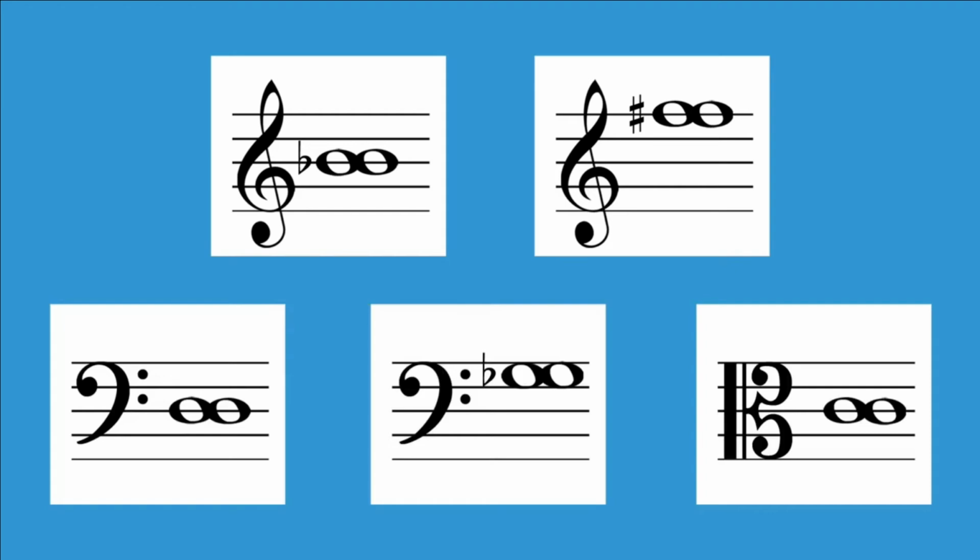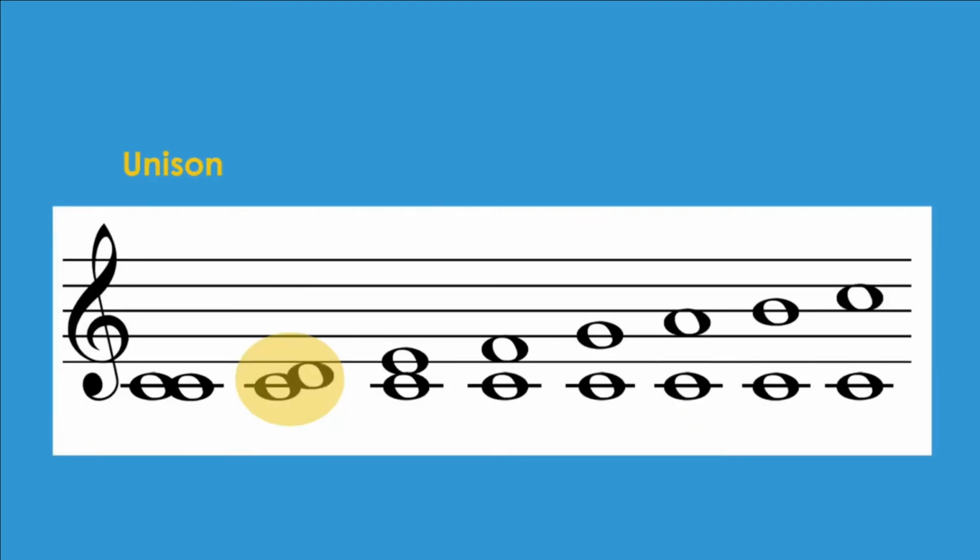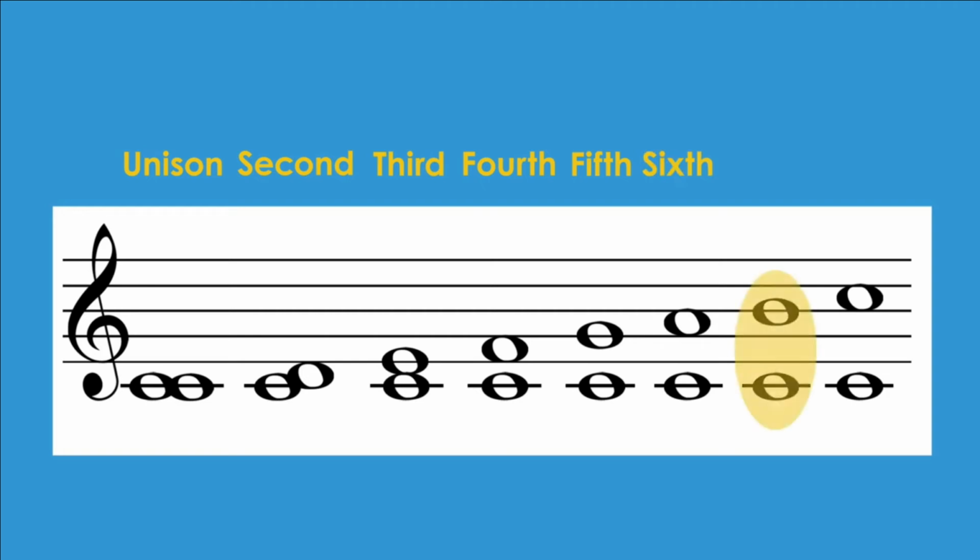Next, the distance between C and D. If we count the C line as 1 and the D space as 2, this is a distance of a second. Next, the distance between C and E. C line is 1, D space is 2, and E line is 3. So this distance is a third. We can repeat this process all the way up through the 7th scale degree, where the distance between C and B is 1, 2, 3, 4, 5, 6, 7. So we would call this distance a seventh.